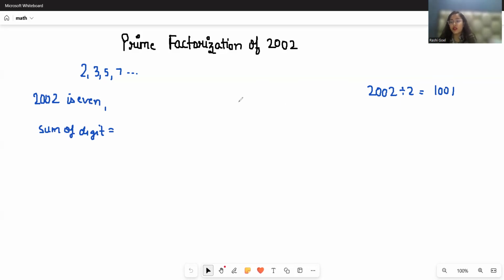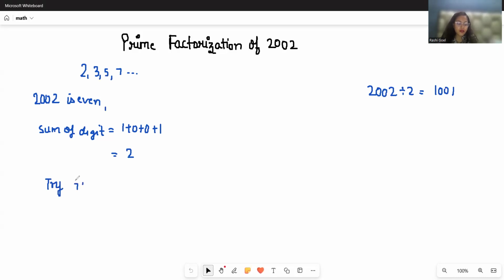So we have to check it with 3. The divisibility rule of 3 is that the sum of the digits must be divisible by 3. So 1 plus 1 is 2, and 2 is not divisible by 3. Now, divisible by 5: it does not end with 0 or 5, so we cannot divide it by 5.